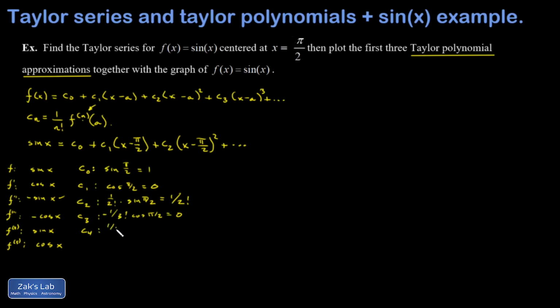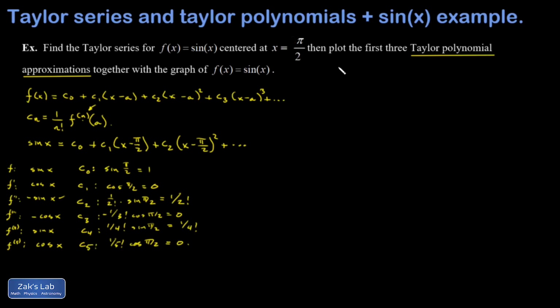And that's going to be a 1 over 4 factorial, fourth derivative of f evaluated at pi over 2, so sine pi over 2. And that gives me 1 over 4 factorial. And then C5, also going to come out to 0. But just for completeness, I'll write it like I did the others. Cosine of pi over 2 is 0.